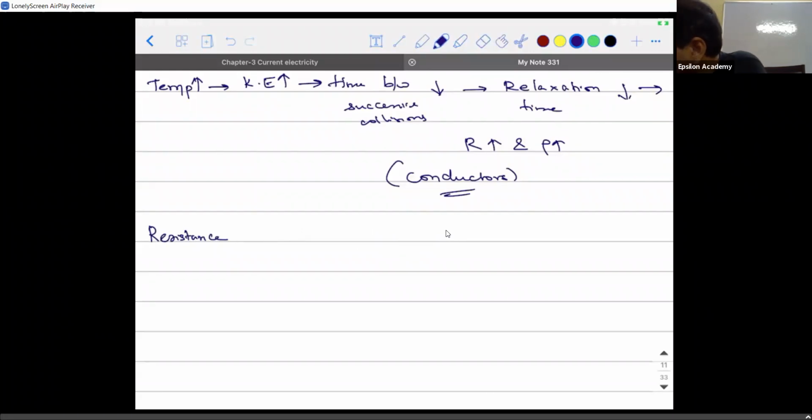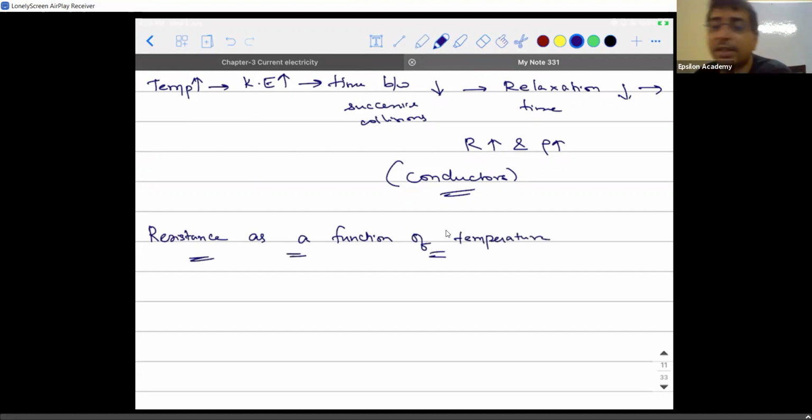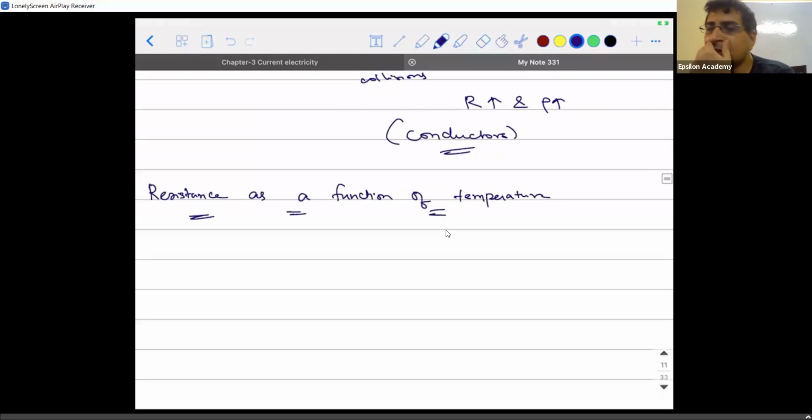Resistance as a function of temperature. Here, what I mean by function is, how is resistance dependent on temperature? Okay, derivation is not needed. You can just go with this.